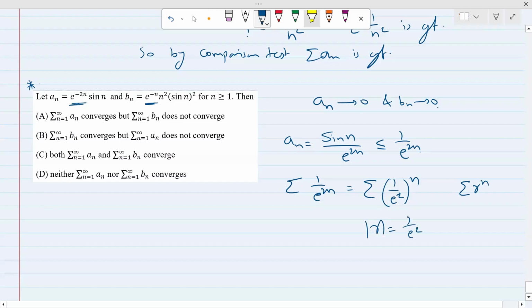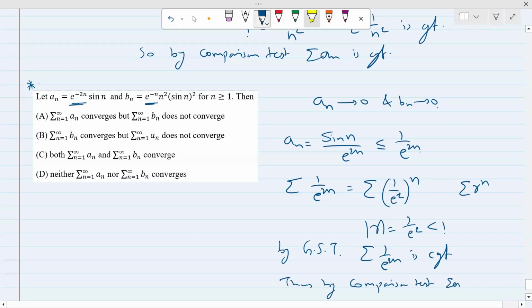So what is r here? 1 upon e square, 1 by e square. Yes, it is less than 1. So this converges by geometric series test. Thus, by comparison test, summation An is convergent. What about Bn?